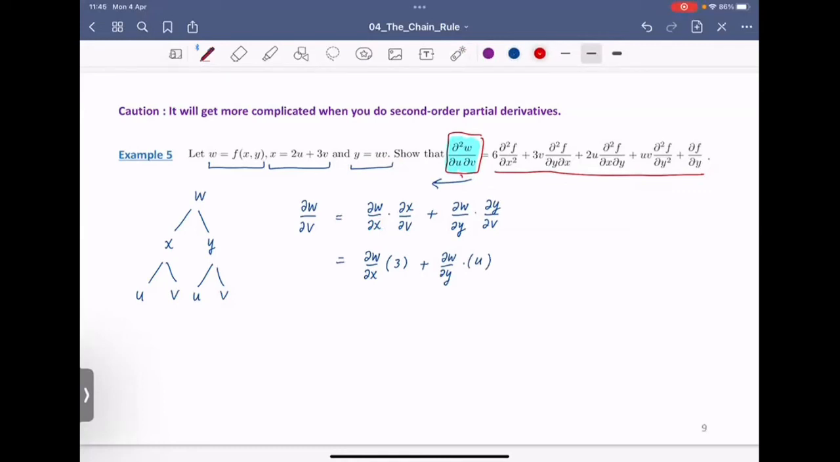Now let's take a look at the other one. Now you want to differentiate one more time with respect to u, because you need a second order derivative. Does it make sense? You need a second order derivative, that means you need to differentiate one more time.